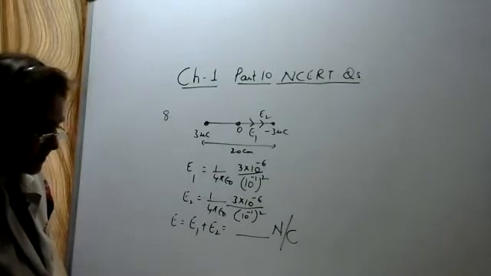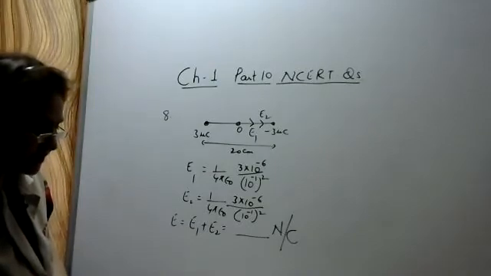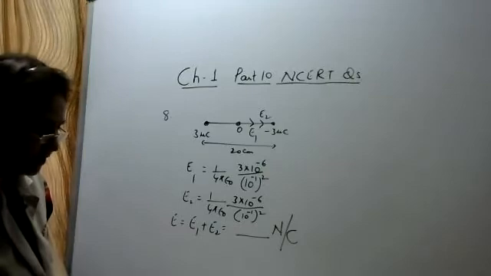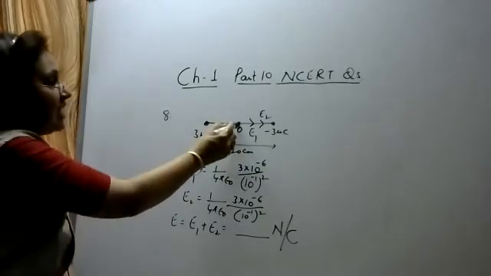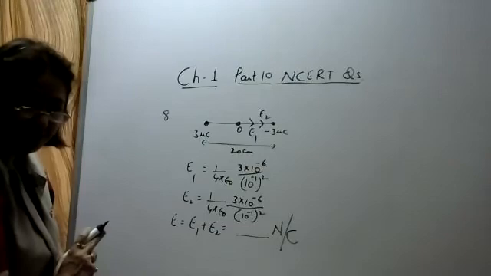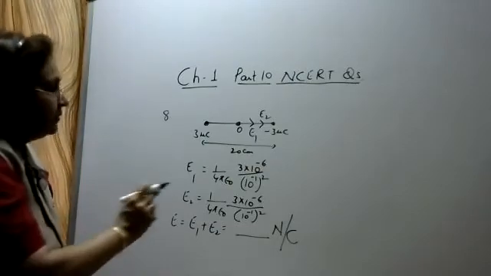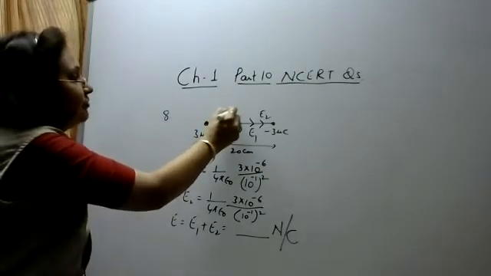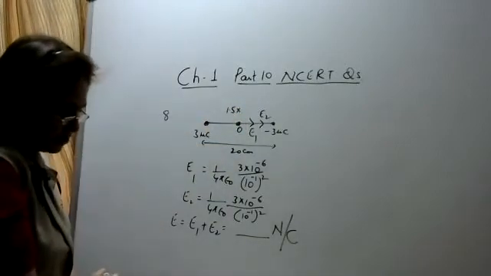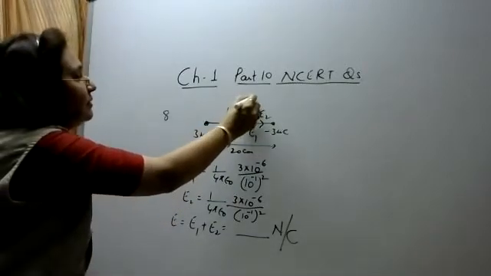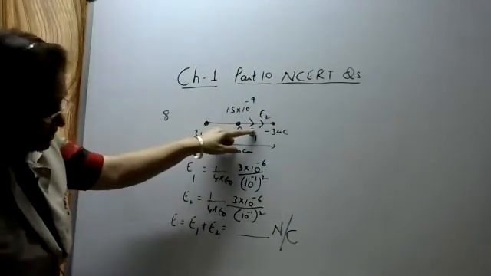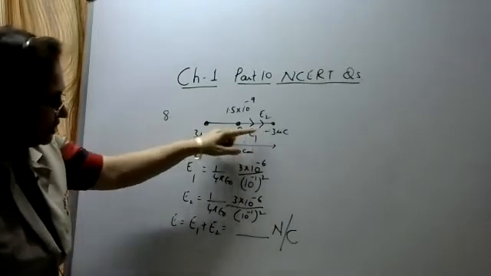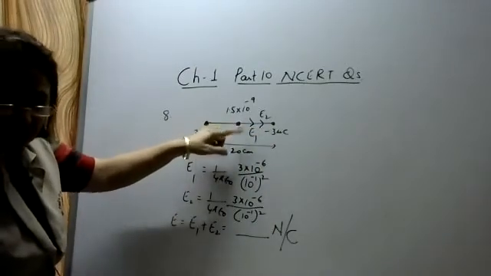In this, the B part is: if a negative test charge of magnitude 1.5 into 10 raised to the power minus 9 coulomb is placed at this point, what is the force experienced by this charge? Okay, now some charge is placed over here. Then you have to find out the net force. The charge which is placed here is 1.5 into 10 raised to the power minus 9 coulomb. So these two will repel each other. This will be the direction of the force. These two will attract each other. So this will be the direction.